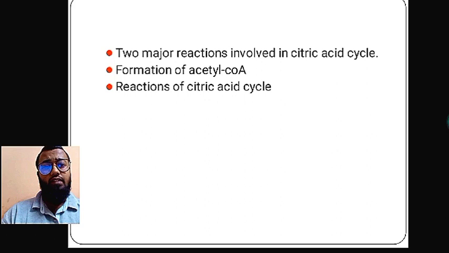The TCA cycle is made up of two major reactions. And these two major reactions are the formation of acetyl CoA, and the second is the reaction of citric acid cycle. And students, in this video I am going to teach you the whole TCA cycle in simple 8 steps. And these 8 steps are so easy that you can easily remember and recall it during the exam times. So let's see the TCA cycle or Krebs cycle one by one.